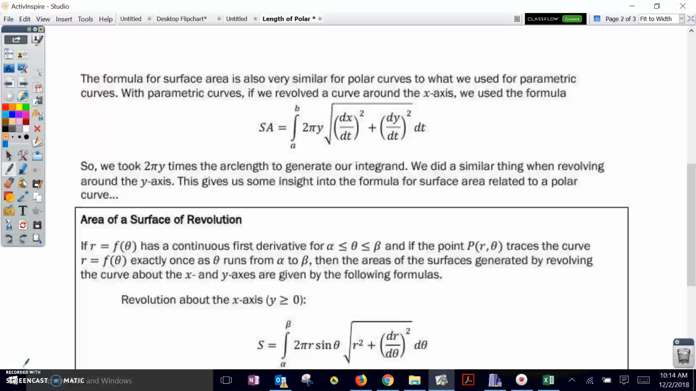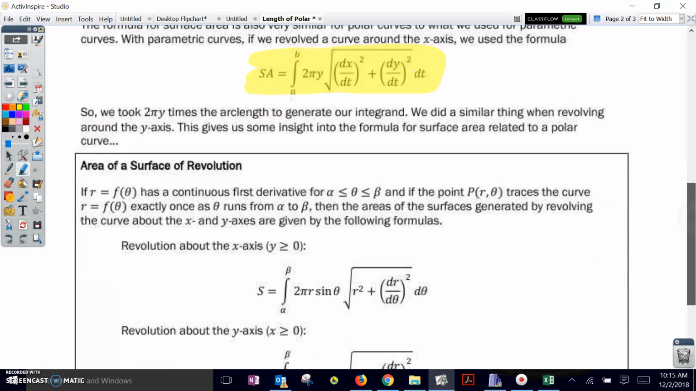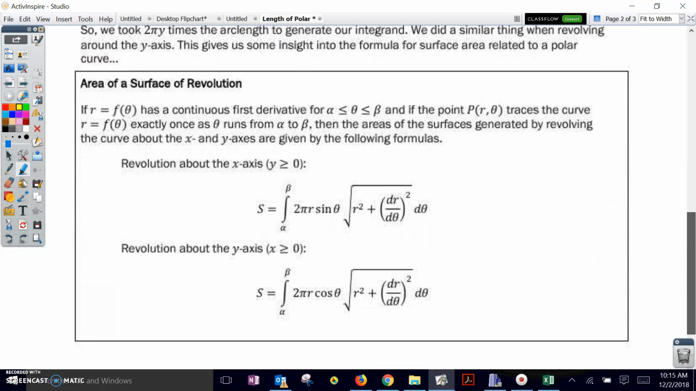If you remember back when we did this for parametric curves, if we revolved a curve around the x-axis, we used this formula, 2 pi y times the arc length. And if we went around the y-axis, we used 2 pi x times the arc length. This gives us a great deal of insight into what we're doing with our surface areas for polar curves.